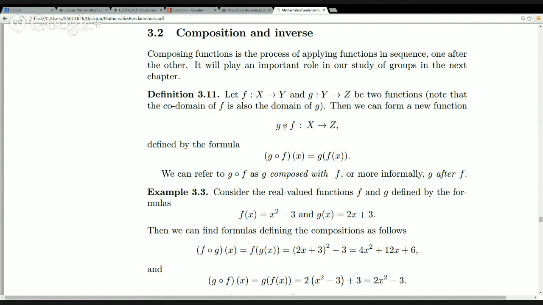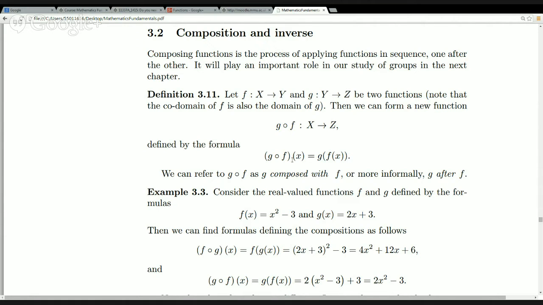The symbol that's used for composition is this little circle. It's read as g after f, or g composed with f. And it's a new function. It will go from the domain x of f to the codomain z of g.